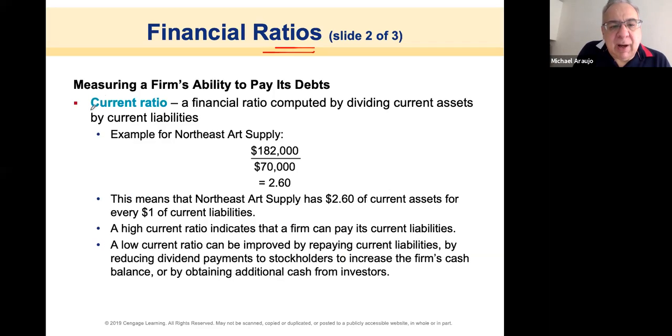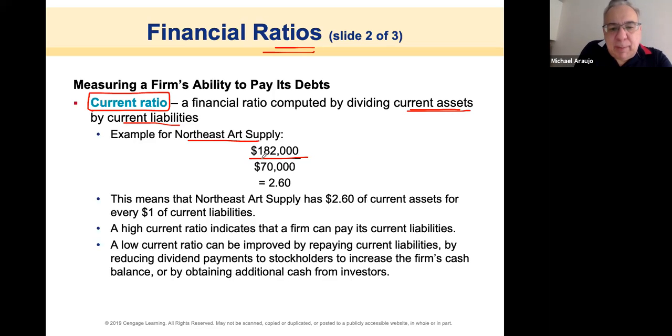Another ratio that we want to know about is, can the company pay its debts, pay its bills? And so we look at a very popular ratio called the current ratio. It looks at the company's current assets, the amount of assets that are cash or can be turned into cash quickly. And we compare that with the amount of current bills they have to pay this year. And so here for Northeast Art Supply, the company that's in your book, they have $182,000 of current assets. So this is cash plus assets that are going to be turned into cash within the year.